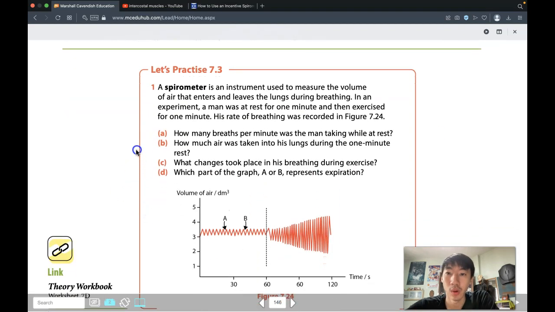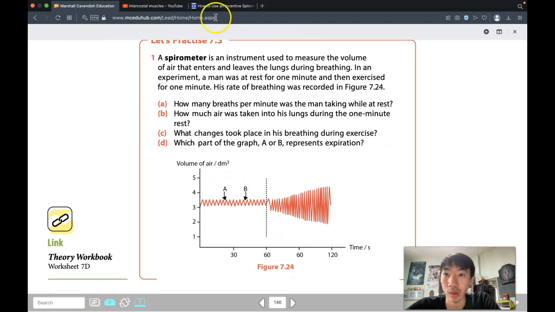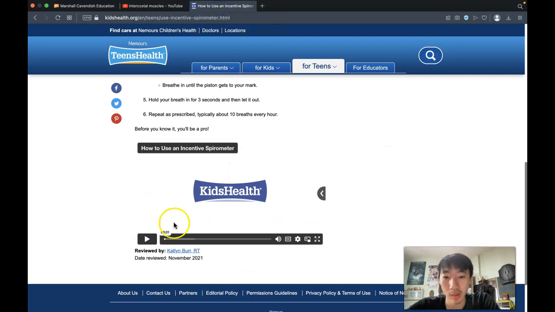Okay, so do you know that you can actually train yourself to breathe more or breathe deeper? You can use an instrument called a spirometer, which is used to measure the volume of air that enters and leaves the lungs during breathing. In an experiment, a man was at rest for 1 minute and then exercised for 1 minute. How many breaths of air? Okay, so this is something that you can try. Let's just watch a quick video of how to use a spirometer in case you ever need to.